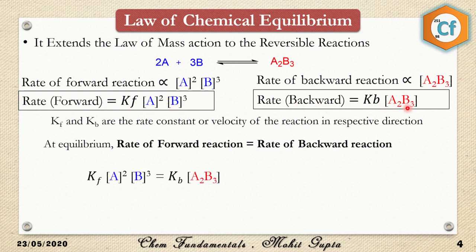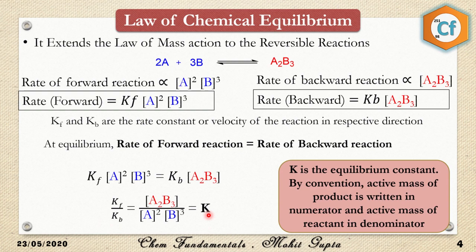So let's substitute here. On substituting, we can divide Kf by Kb, which equals A²B³ divided by A² divided by B³. Now we have one constant here and one constant here. So on dividing two constants, what will we get? A new constant. This new constant is considered the equilibrium constant.